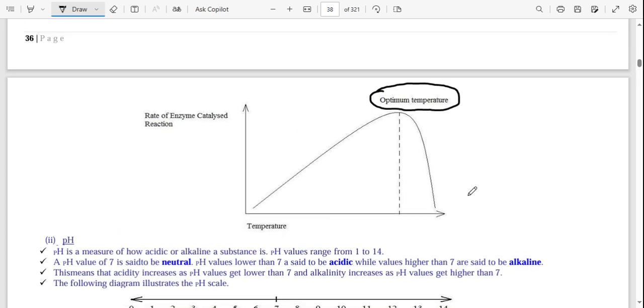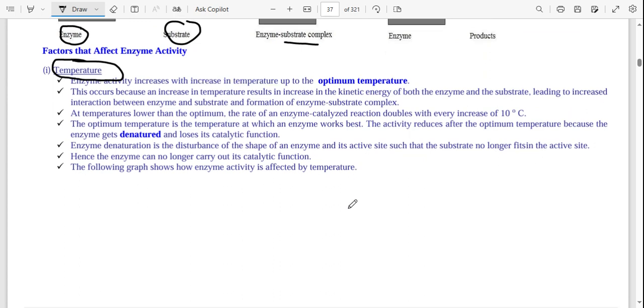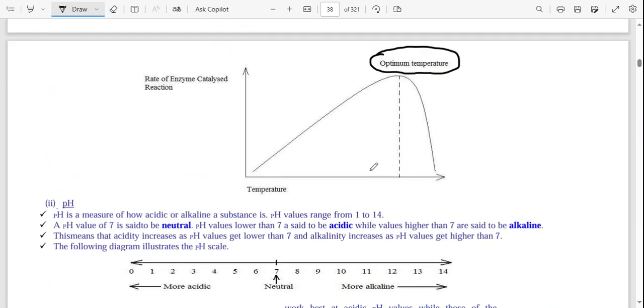Like for example, the temperature in our body is mostly going to be 37 degrees. So enzymes which are in our bodies work well at 37 degrees Celsius. Any temperature below 37 degrees Celsius, these enzymes will not be able to work well. Why? Because the enzymes are inactive. Low temperature inactivates the enzyme.